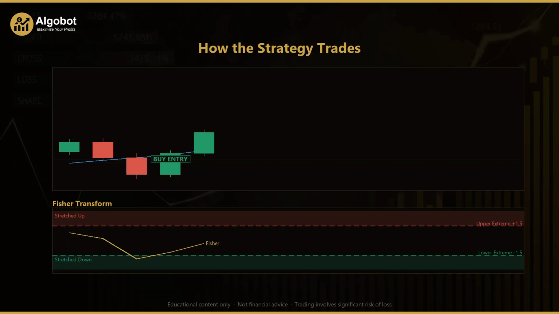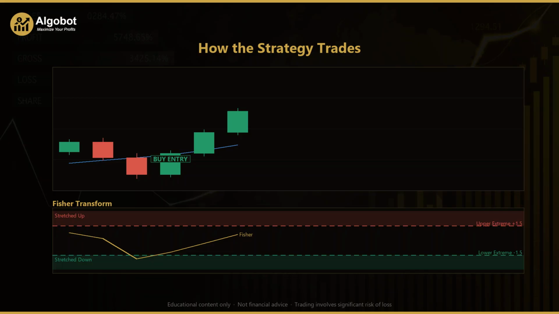Now price begins to pull back. Over the next couple of candles, the market dips lower, and you can see the gold Fisher line diving down with it, sliding beneath the lower extreme at minus 1.5. In oscillator terms, the market has stretched into a deeply oversold condition, an exhausted move that has, historically, tended to snap back. But the strategy does not buy blindly into that dip.